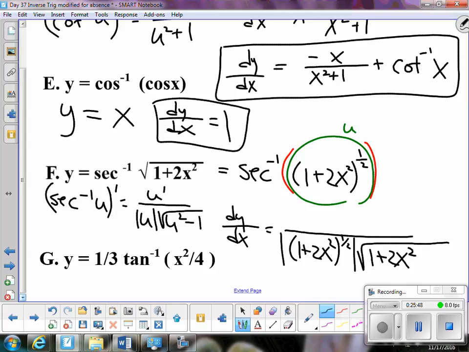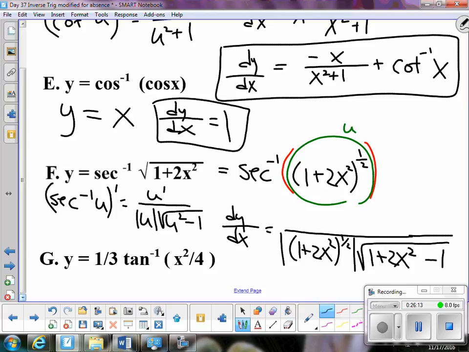And then it's minus 1. So far in the denominator, I have the absolute value of u times the square root of u squared minus 1. Now I could get rid of those 1's under there. But let's talk about the numerator, which has to be u prime. To get u prime, we're going to have to use the chain rule, because u is a composition of functions.